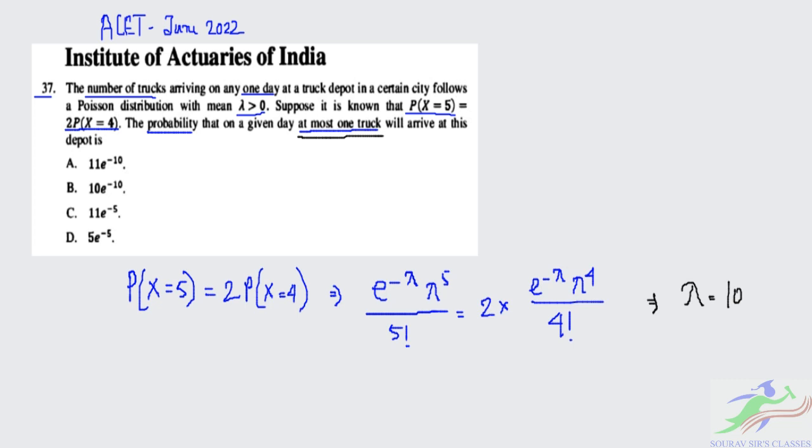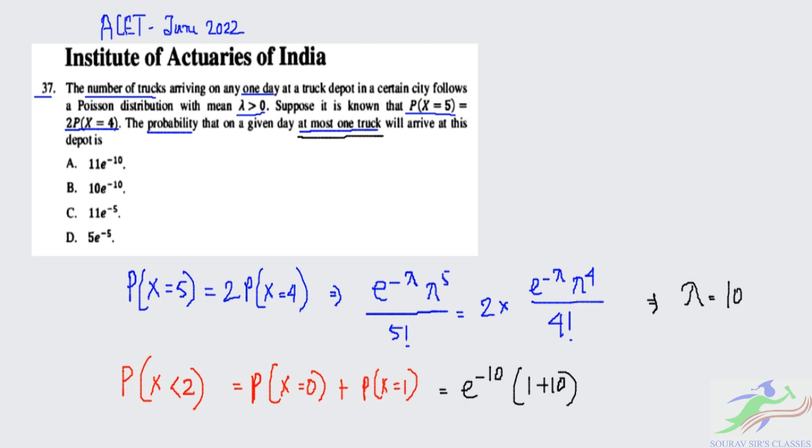Now, to find the probability that on a given day at most one truck arrives, we need the probability for x less than or equal to 1, which is the probability at x equal to 0 plus the probability at x equal to 1. Taking e to the power minus lambda common, e to the power minus 10 times (1 plus 10), so that is 11 e to the power minus 10. This is the probability.